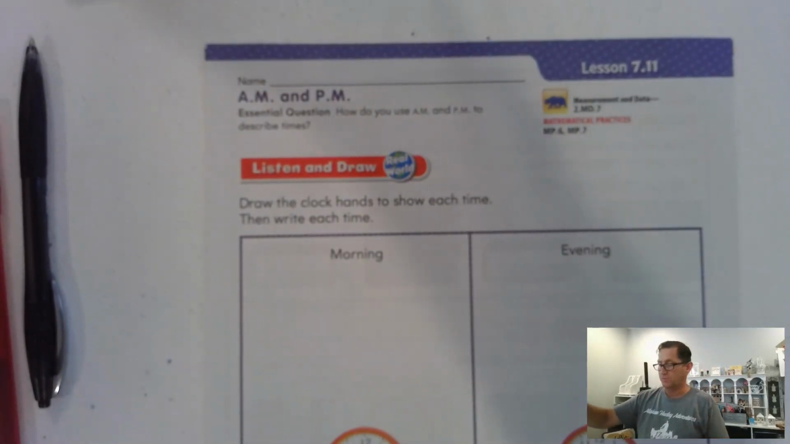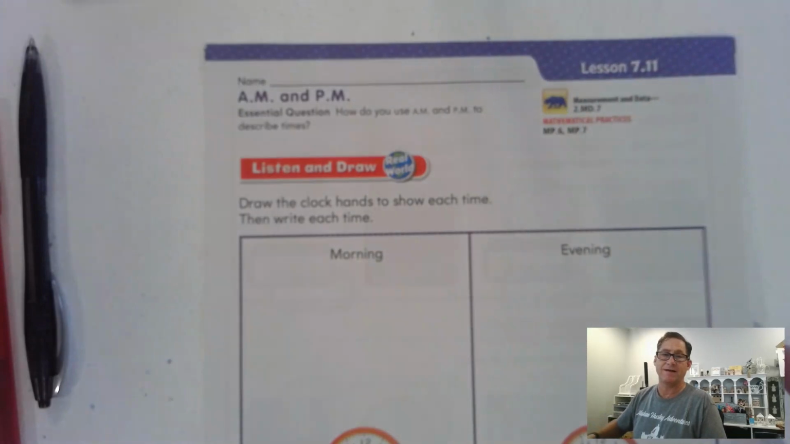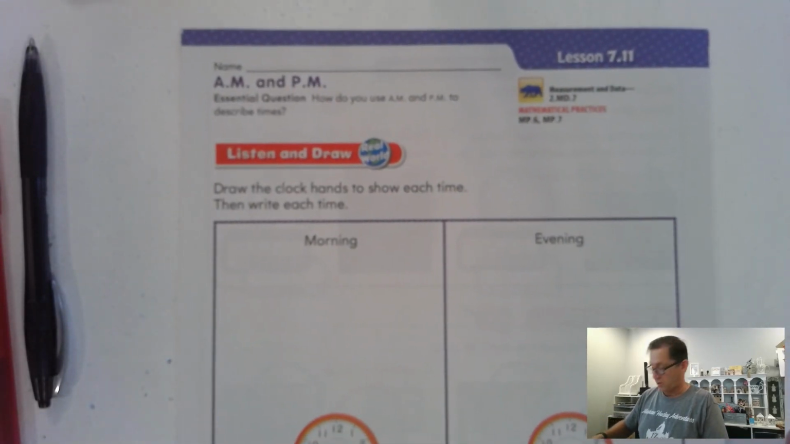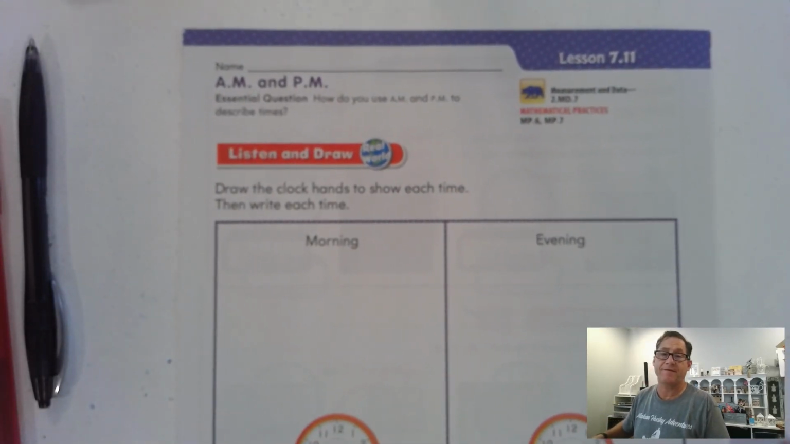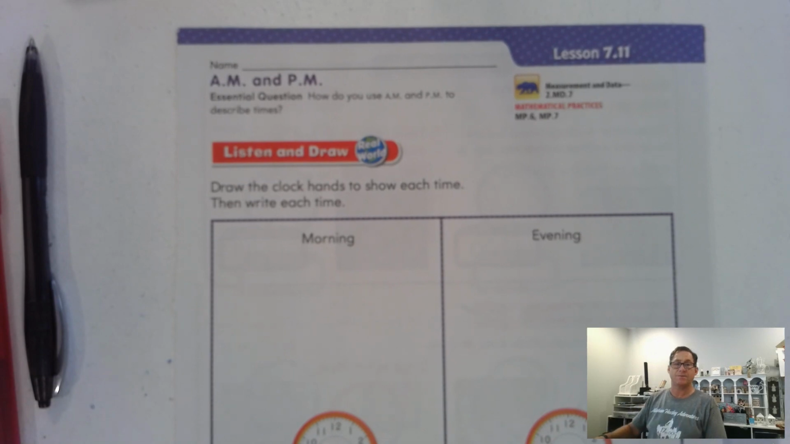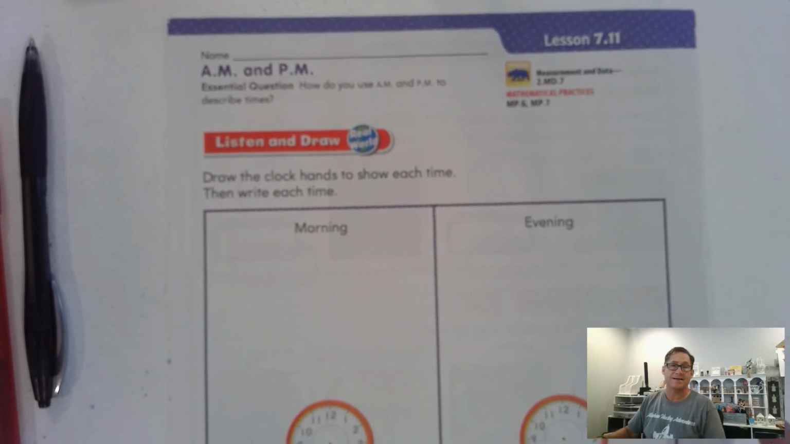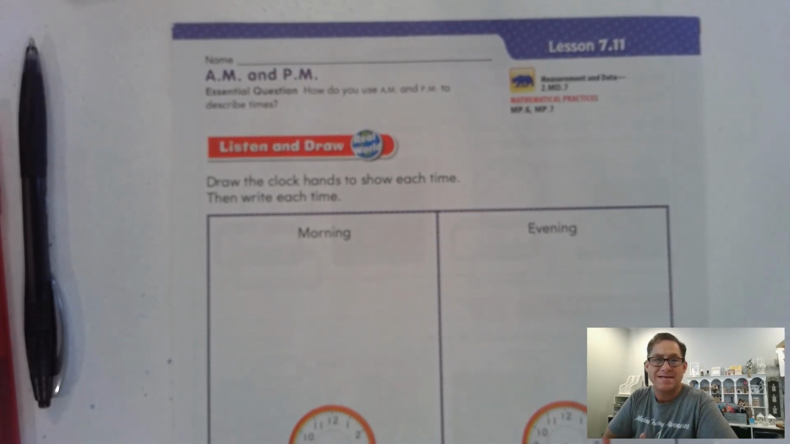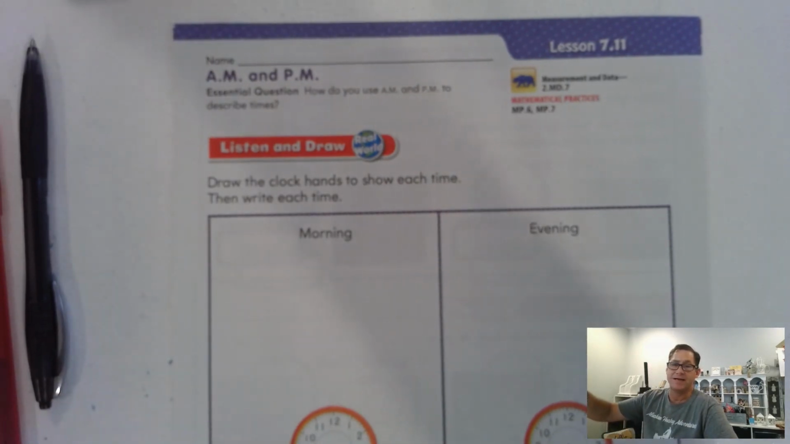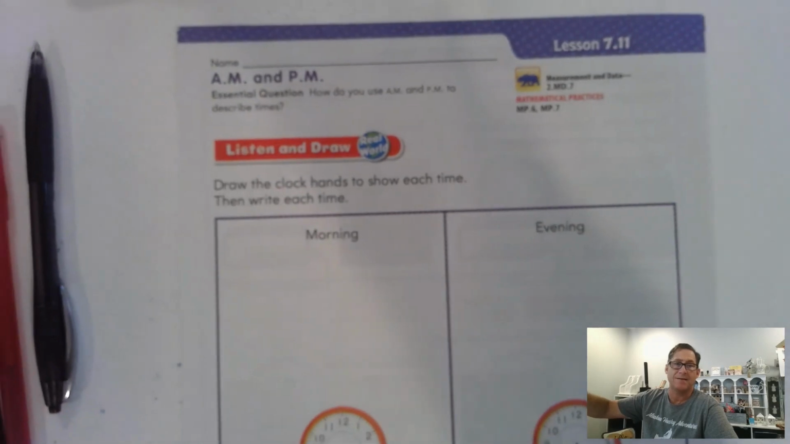Hello, everybody. So today's lesson 711. We're going to be starting on page 385 of the second grade Go Math textbook. And our topic today is the concept of AM, PM. So basically, how do you use AM and PM to describe times?